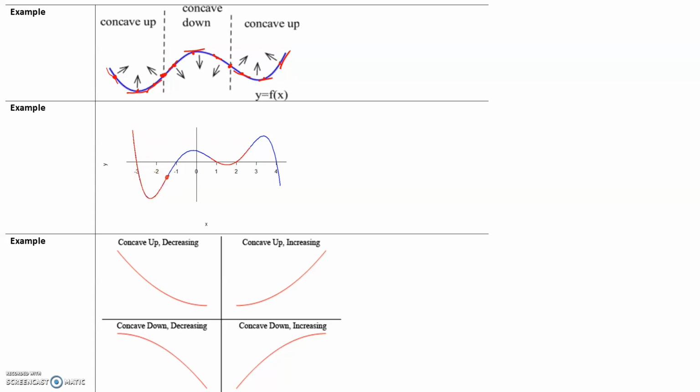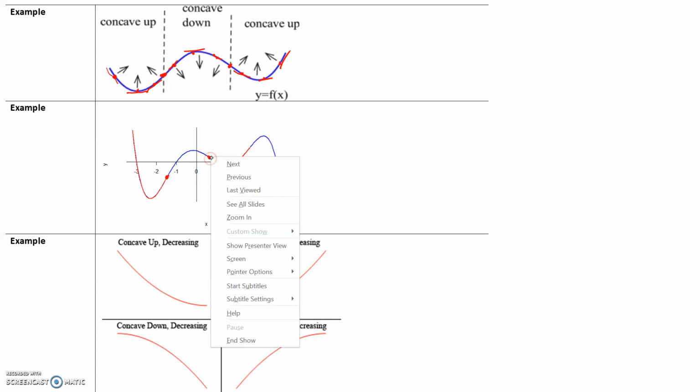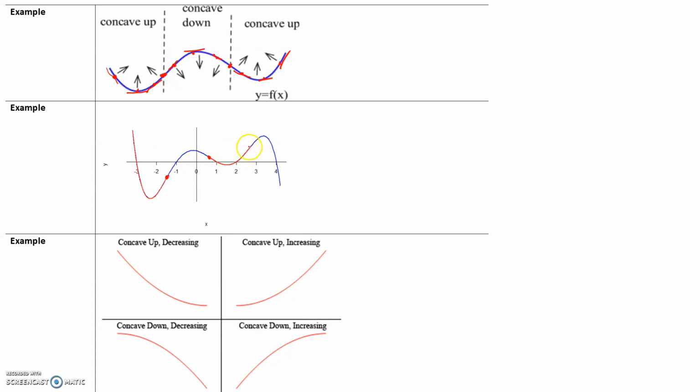Over here, the U changes to an M, like it kind of turns upside down. So this is going to be concave down, and at this point, it becomes a U again, that's concave up. This point becomes an M again, so it's concave down. So this is concave up, concave down. This is part of an M, this is part of a U, part of an M.